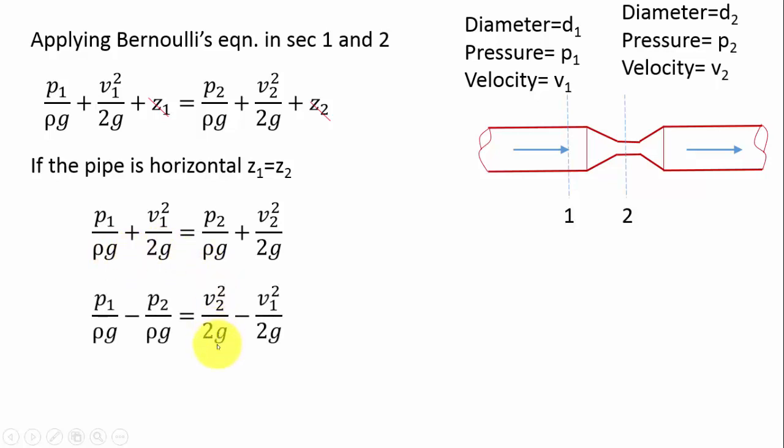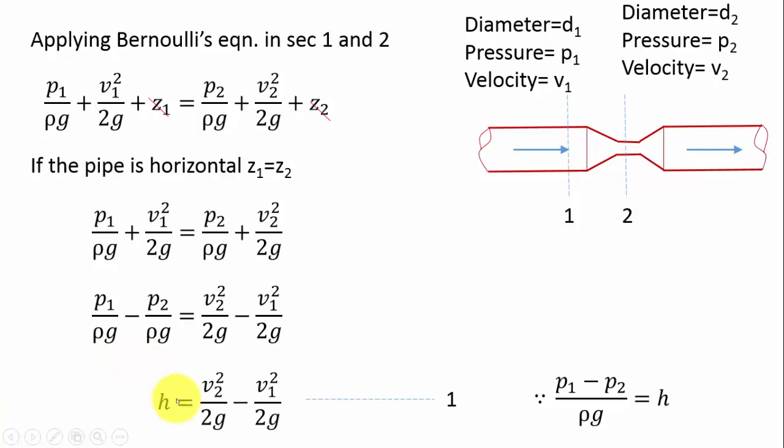So now we are rearranging that equation. The pressure term is brought to the left hand side and the velocity term is brought to the right hand side. So since difference in pressure head is h, that means (P1 minus P2) by rho g is h. h is nothing but difference in pressure head. So we can replace that (P1 minus P2) by rho g as h. So h is equal to V2 square by 2g minus V1 square by 2g. Let us take this equation as equation number 1.